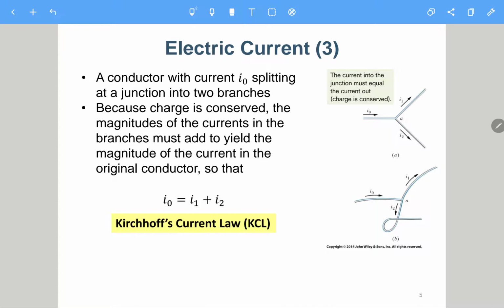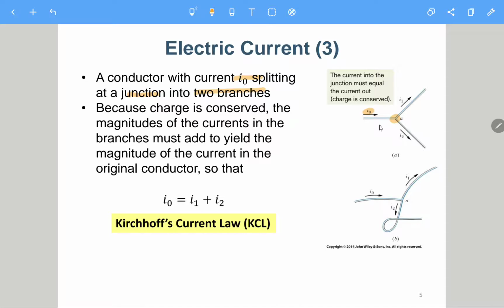So it says a conductor with current I0 splits at a junction. So this is a junction. If I0 goes into this junction and splits into two branches, maybe there can be even more branches, but this is just an illustration. Because charge is conserved, the current I0 going into this junction will equal the sum of I1 and I2, which is the current going out of this junction.